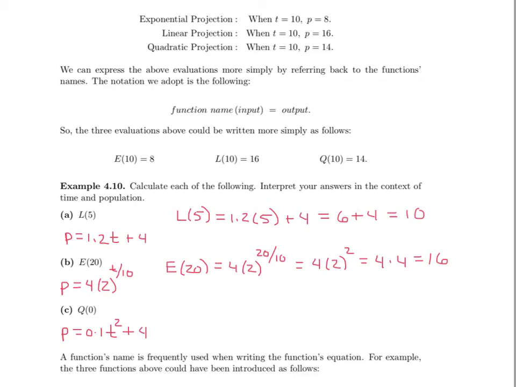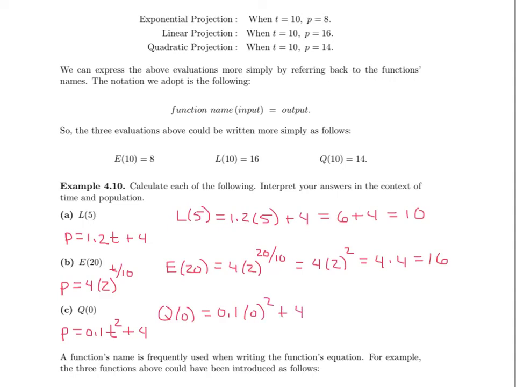Okay, so we are being asked to calculate the output of the Q function when we've put 0 into it. So the output is found by taking 0 and replacing the t with the 0. So we have 0.1. We are squaring t, and t is 0, so we are squaring 0 here. And then we add 4.